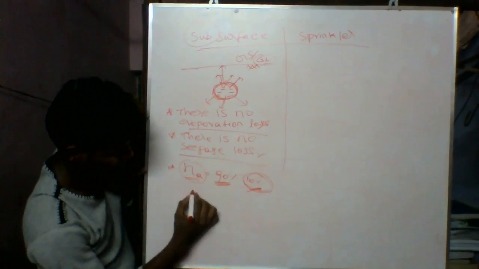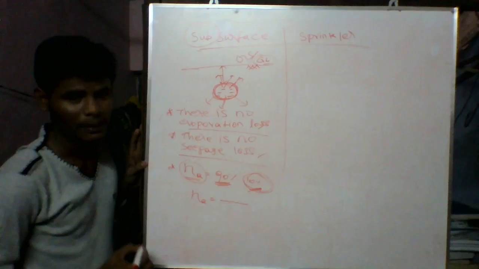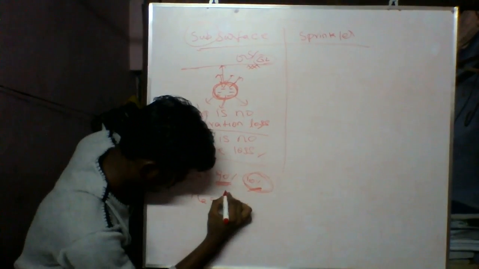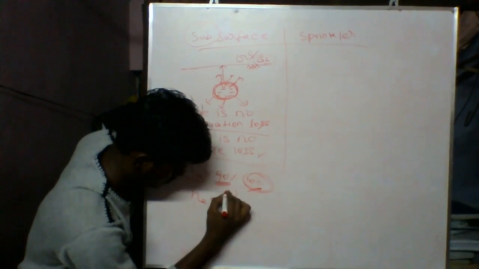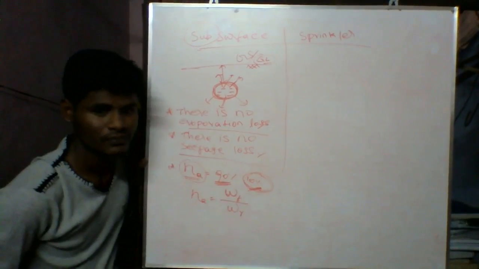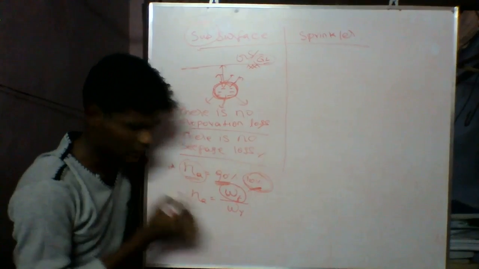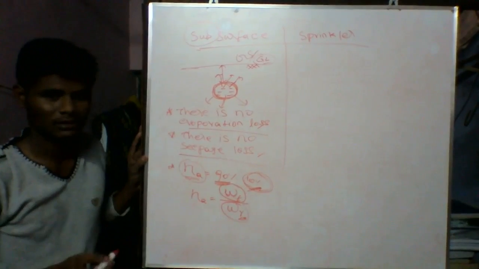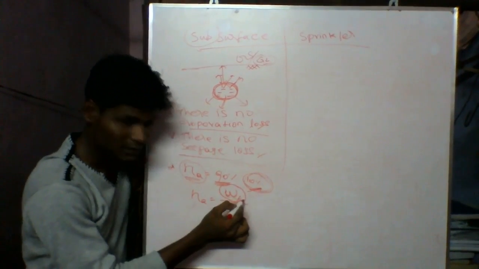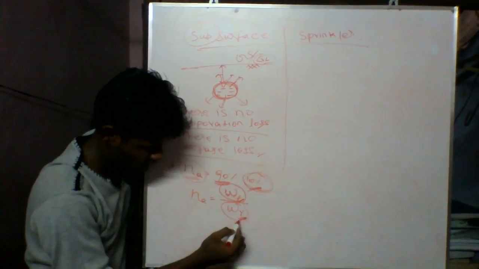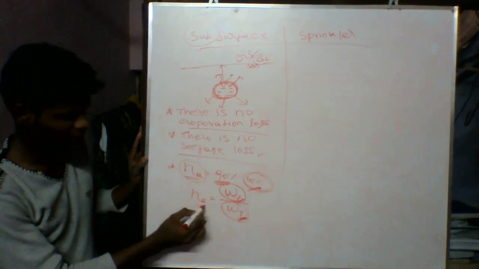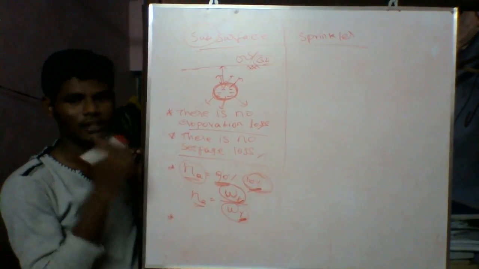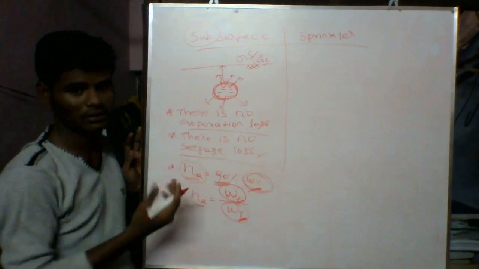What is application efficiency? It is the amount of water supplied to the field from the water supplied from the reservoir. So that is the application efficiency. This is very important. And another thing is there is no soil erosion.